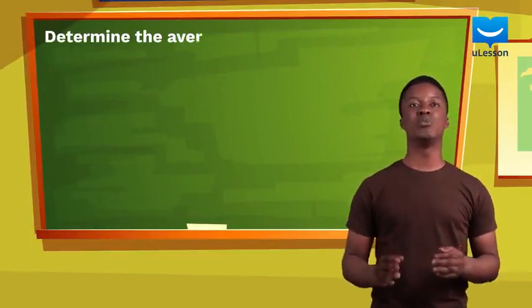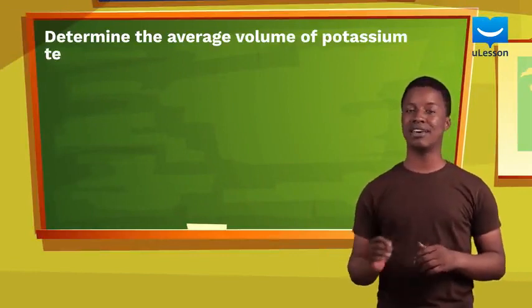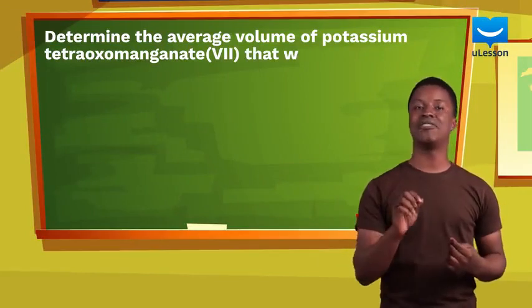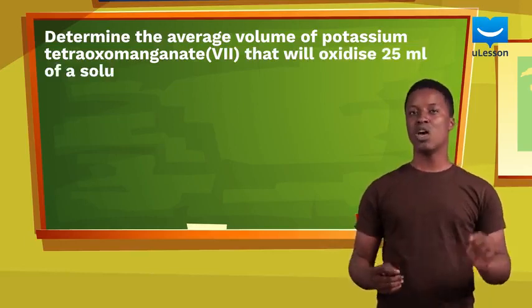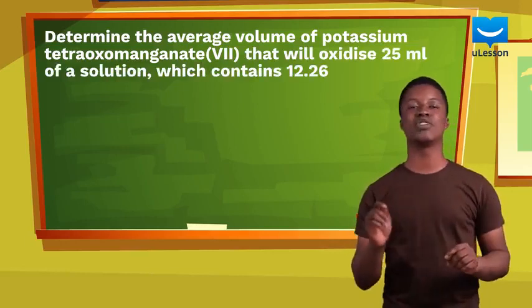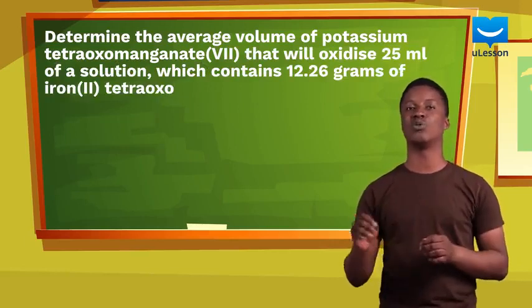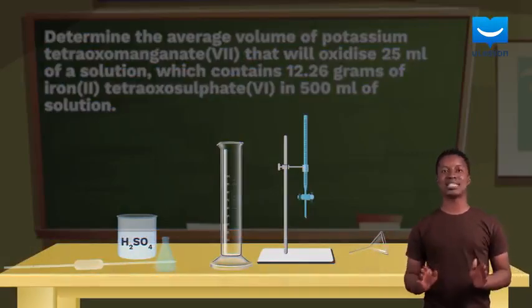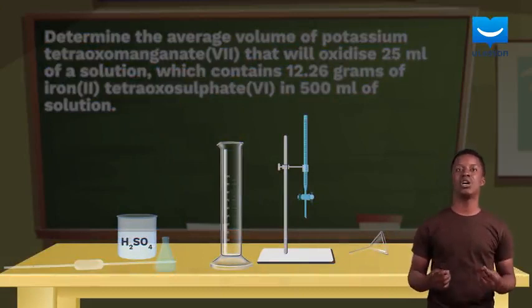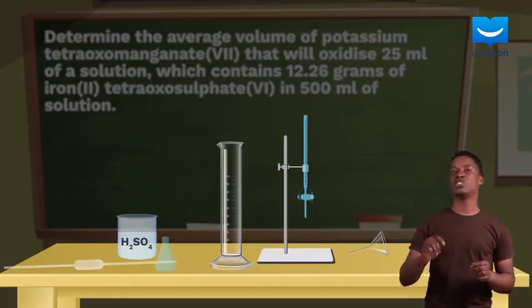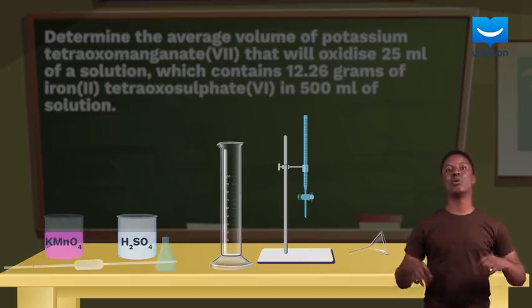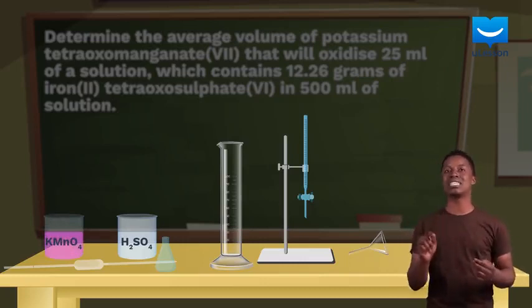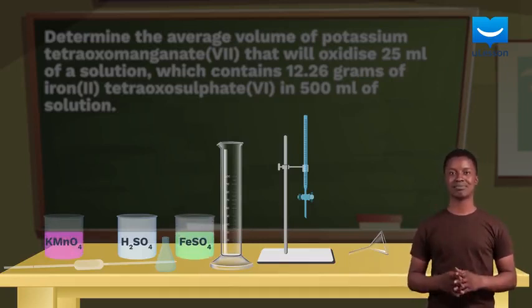Determine the average volume of potassium tetraoxomanganate 7 that will oxidize 25 milliliters of a solution which contains 12.26 grams of iron 2 tetraoxosulfate 6 in 500 milliliters of solution. Now, we've basically been asked to carry out a redox titration to determine the volume of potassium tetraoxomanganate 7 that will oxidize 25 milliliters of a standard solution of iron 2 tetraoxosulfate 6.